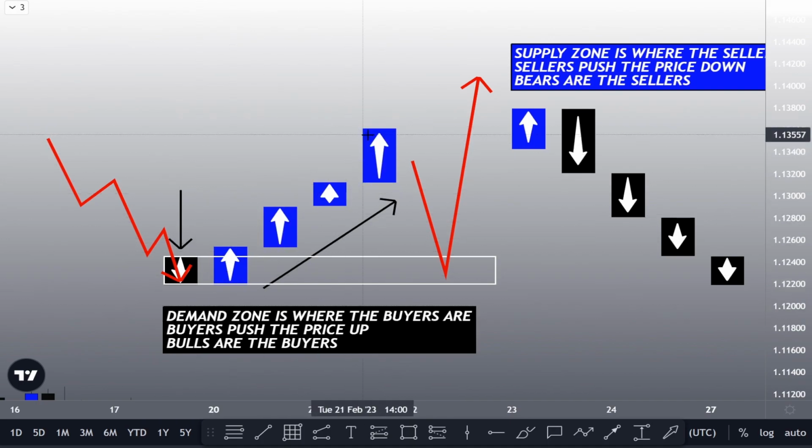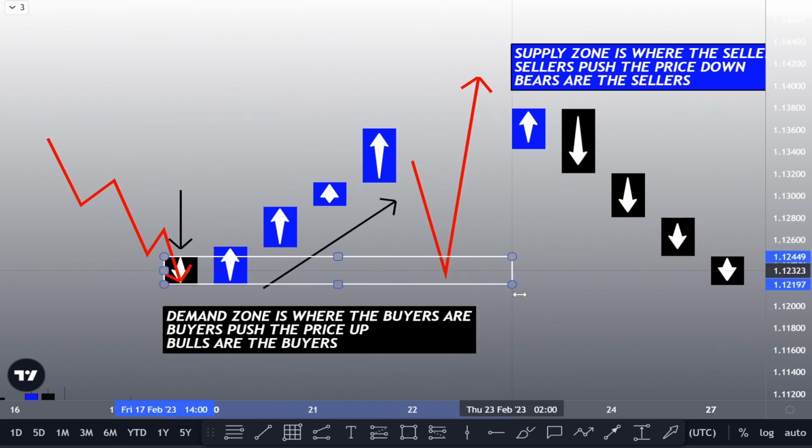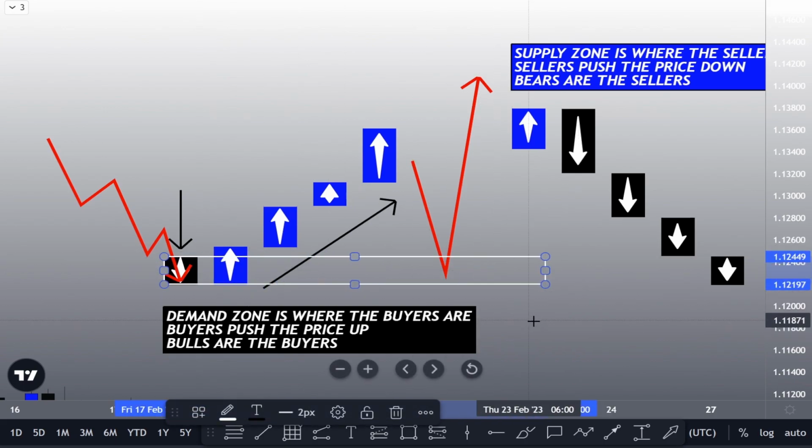Because the price has actually gone up, it is the evidence that this candle is where the buyers are, because the buyers pushed the price up. Therefore, whenever we have a change in direction, a change in the trend, that means that this is our demand zone. So the first color change is your demand zone. Blue candle, blue candle, blue candle, blue candle. The first black candle, you identify it and you draw its area just like that into the future. That's how you identify a demand zone area.